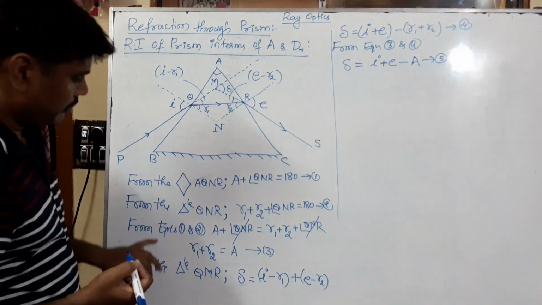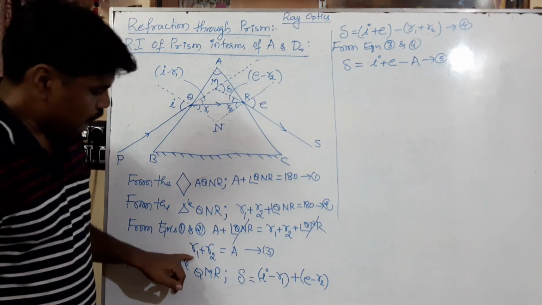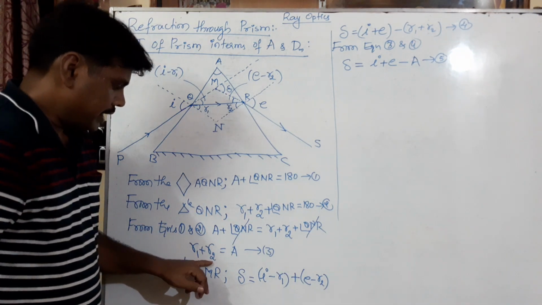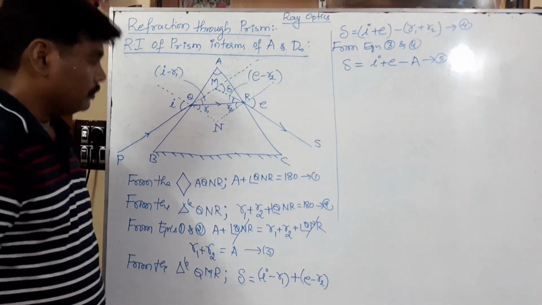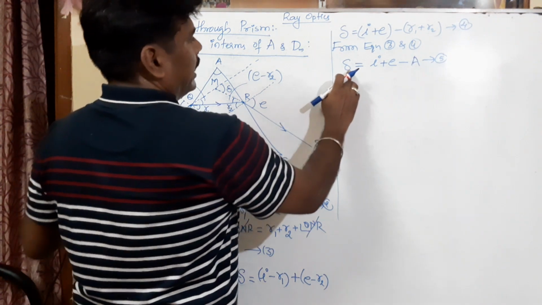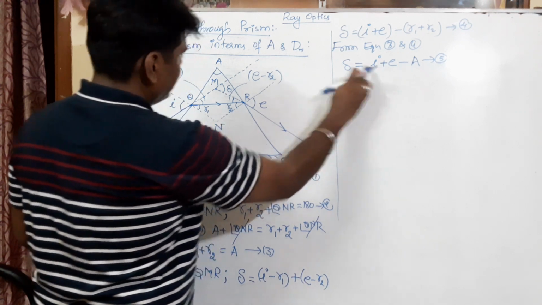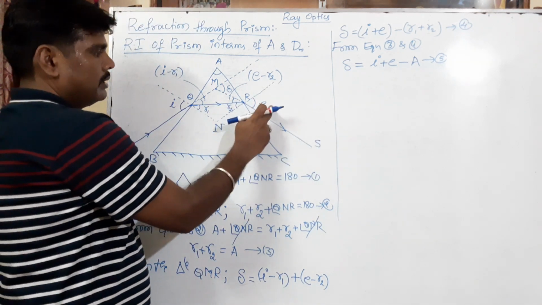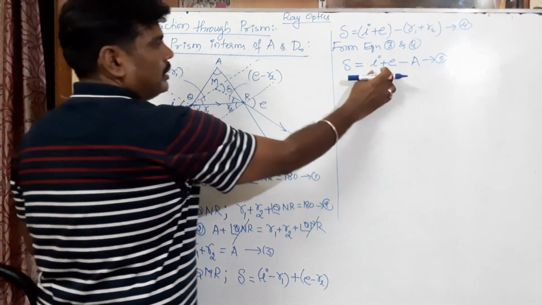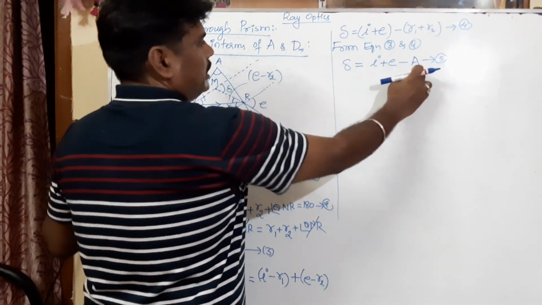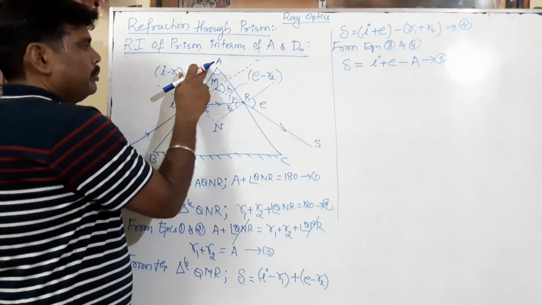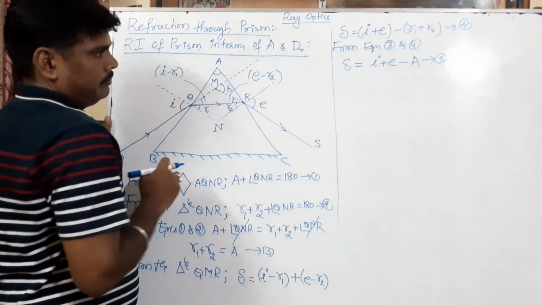Now we are getting two main equations. The sum of the two angles of refraction is always equal to the angle of the prism. And delta is represented like this: I plus E, where I is the angle of incidence and E is the angle of emergence. If we subtract the angle of the prism from that, we get the angle of deviation delta.